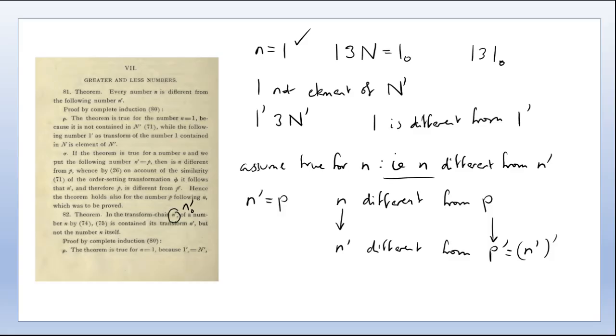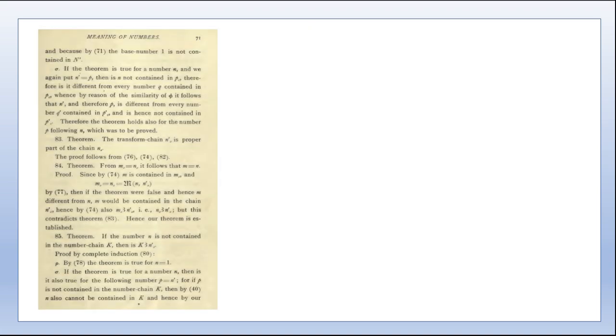So the theorem is true for n equals 1 because the transform chain of 1 is equal to n primed. And so where do we get that from? Transform chain of n. So yeah, I mean that's obvious, right? Okay, so I'll just go on to the next page. So since 1 is equal to n, then the transform chain of 1, which we can write by theorem 75 without the brackets, is just equal to n prime.